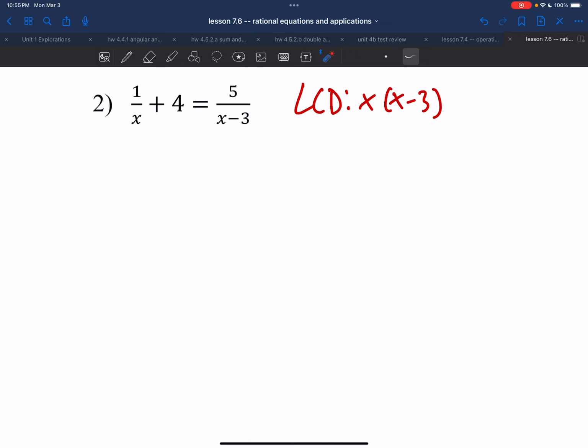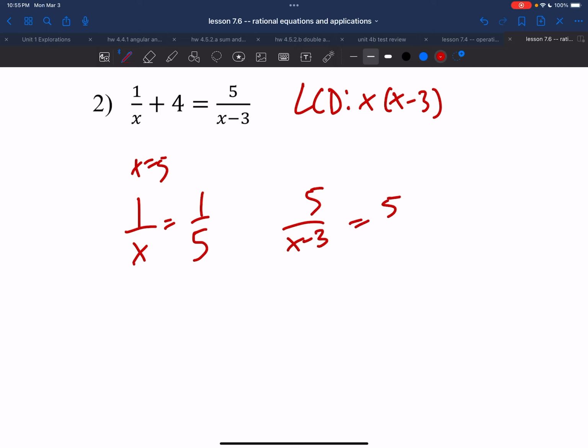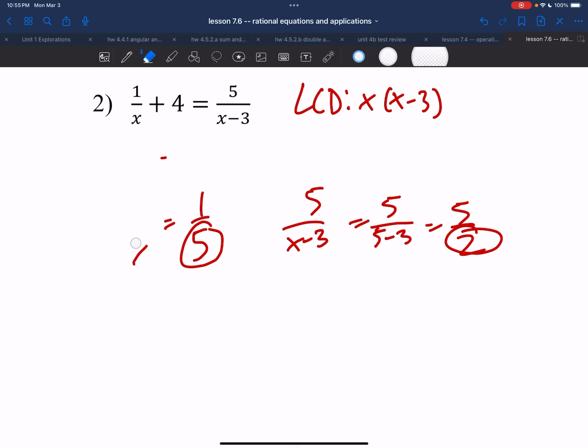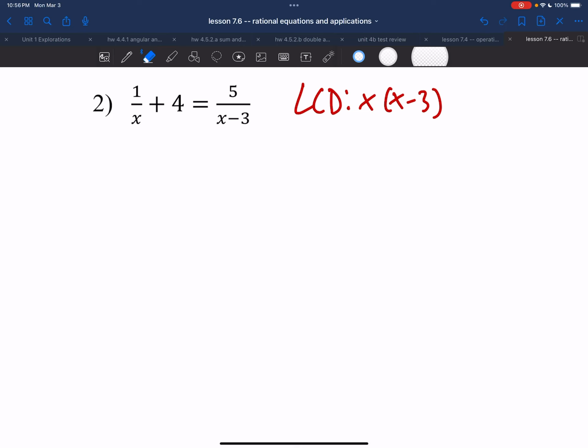I get the thinking, but remember that these are numbers, right? That x represents a number. So if x was 5, for instance, then 1 over x would be 1 over 5. But 5 over x minus 3 would be 5 over 5 minus 3, which is actually 5 over 2. You see, so 5 is different from 2. They're grouped together, right? The x minus 3 is a separate term from x. They're not the same thing, meaning you need both x and x minus 3 as your terms in the LCD.